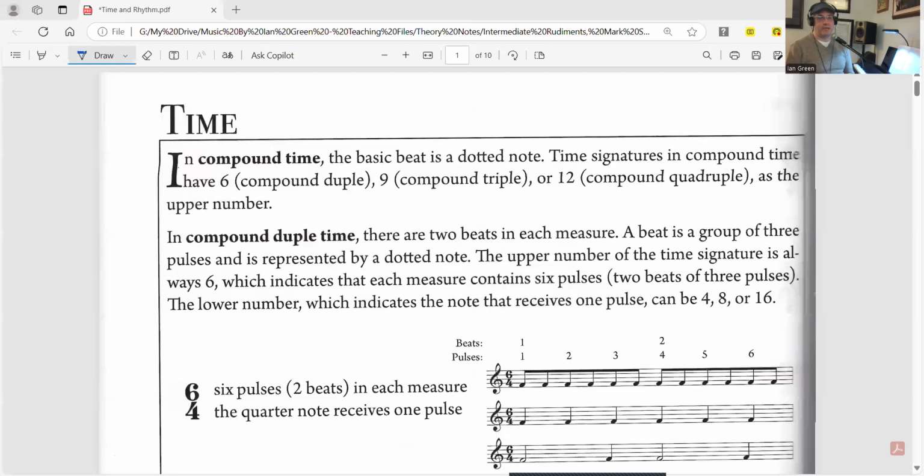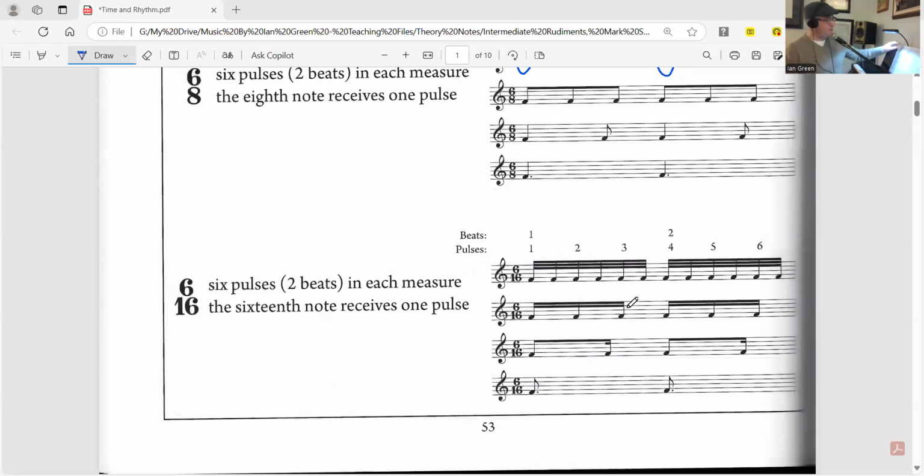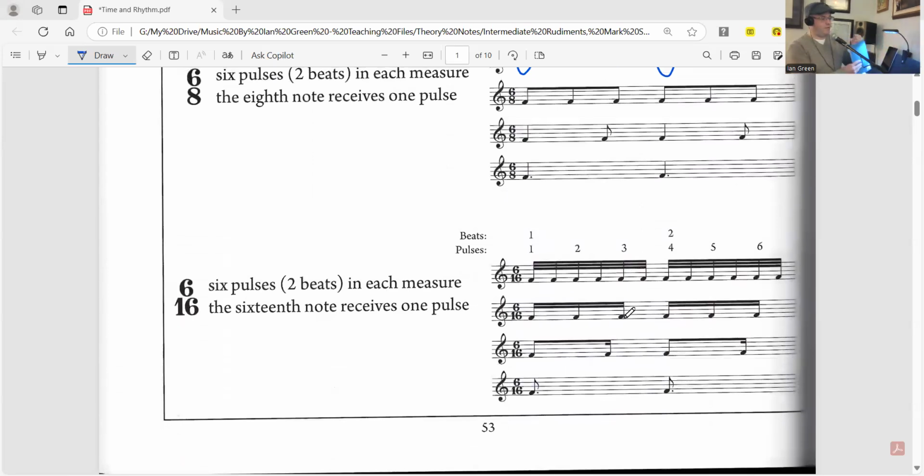And today we're going to be looking at an interesting topic called compound time. Let's go over to the material that I've scanned from this wonderful book that I purchased called Elementary Music Rudiments, the Intermediate Level. This is written by Mark Sarnecki, and the topic that I'm speaking on, which is called Unit 10, Part 1, can be found on page 53.